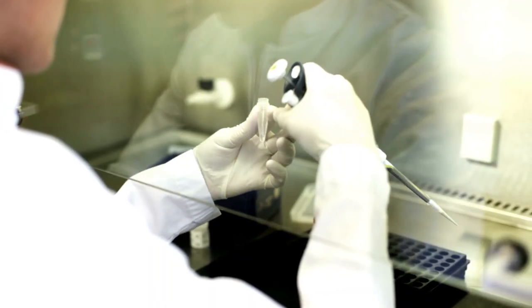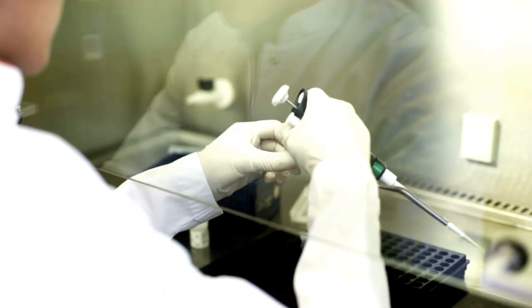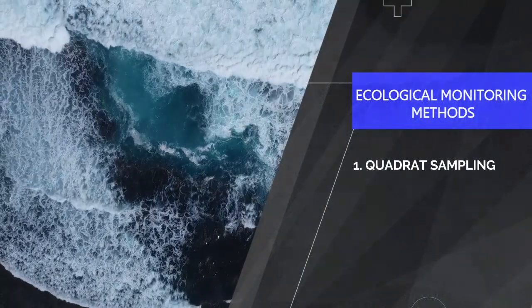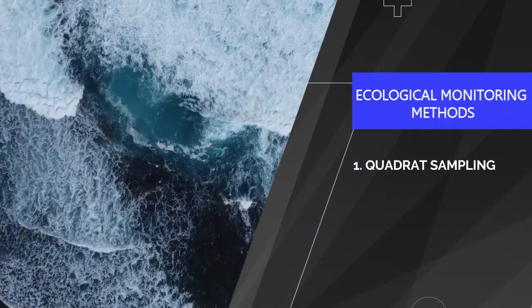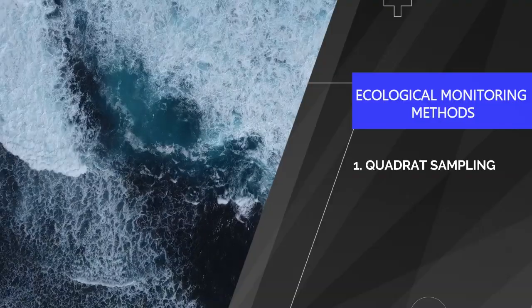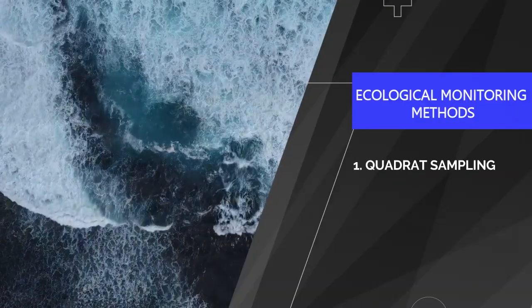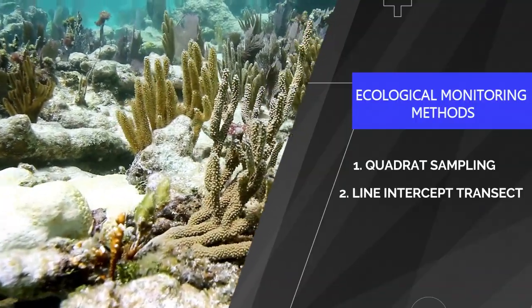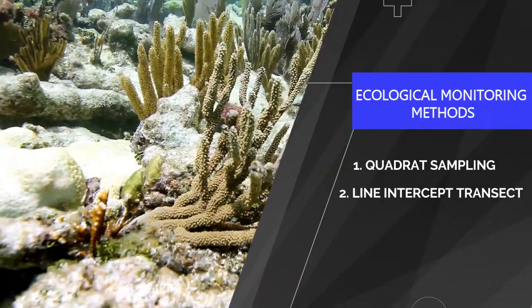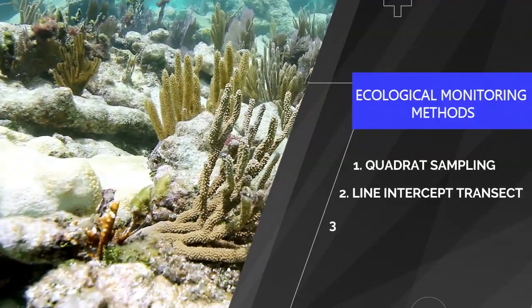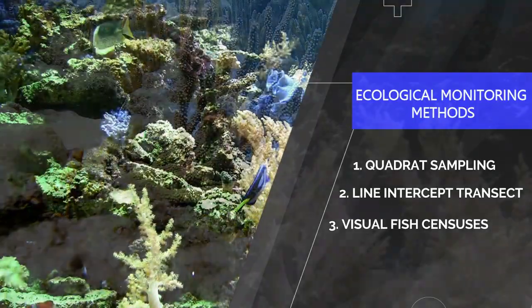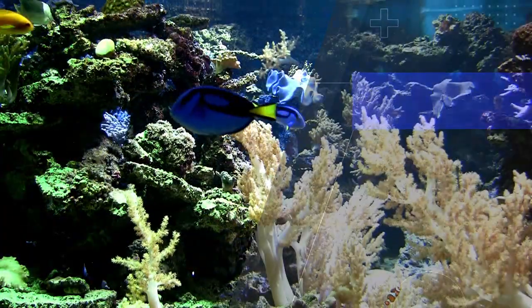To assess and protect reef health, scientists from Reef Check Malaysia and Sabah Parks have implemented several ecological monitoring methods. One of the key techniques used is quadrat sampling, where 1 meter square frames are placed over coral beds to assess the percentage of live coral versus dead coral or algae. Another method, the line intercept transect, involves laying measuring tape along the reef and recording every coral or substrate that touches the line. In addition, visual fish censuses are conducted to monitor indicator species such as butterflyfish and parrotfish, whose presence reflects coral health and ecosystem balance.